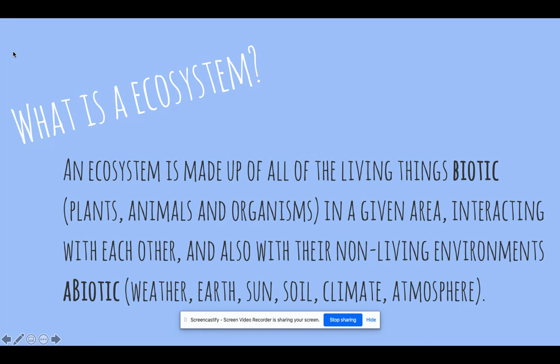That is made up of all living things. So instead of saying living things, a fifth grader says the word biotic. Biotic means living. That's your plants, animals, and organisms that are in a given area interacting with each other and also with non living environments. Non living means abiotic. That would be like weather, earth, sun, soil, climate, and atmosphere.